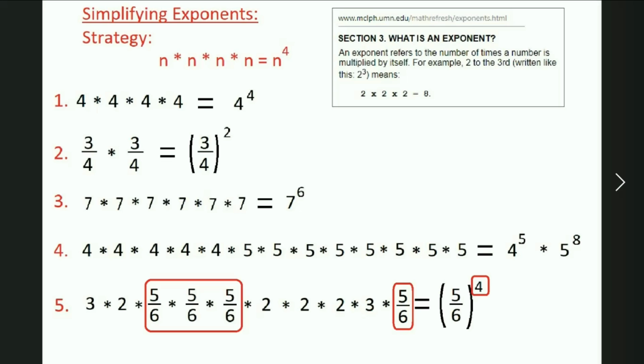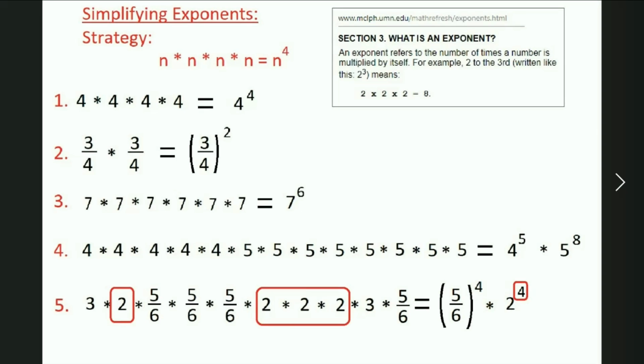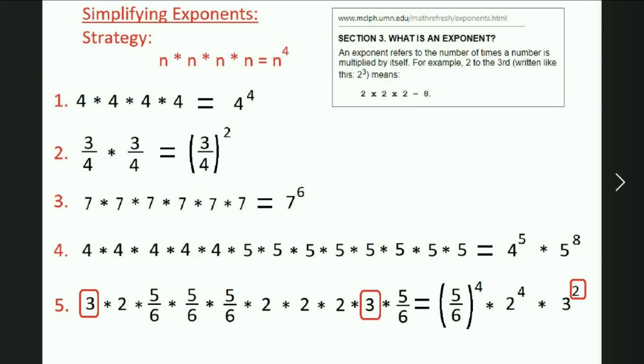So we have 4 fractions here that are all 5/6. That's 5/6 to the fourth power. We have 4 twos, so that's 2 to the fourth power. And the last one, we have 2 threes here, so that's 3 to the second power. Now, could you come out with an answer? Of course, but the purpose for tonight was to show you all how to combine numbers to show them in exponential form. This is more of a review than anything else, and just a quick reminder. So this should have been pretty easy, and that's it.